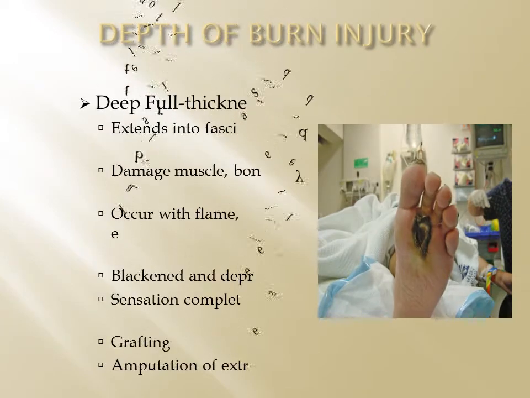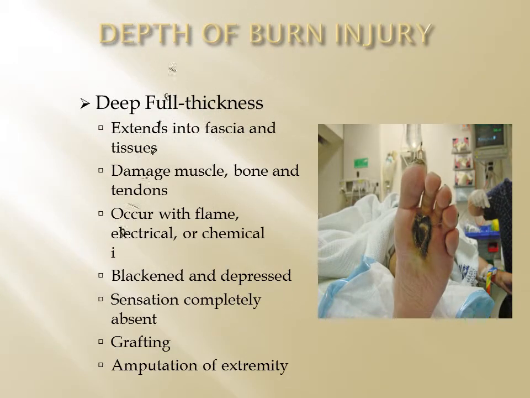Deep, full-thickness burns extend into the fascia and tissues. It can damage muscles, bone, and tendons. It can occur with flame, electrical, or chemical burn injuries. It is blackened and depressed. Sensation is completely absent. It will require grafting and may possibly require amputation of an extremity.